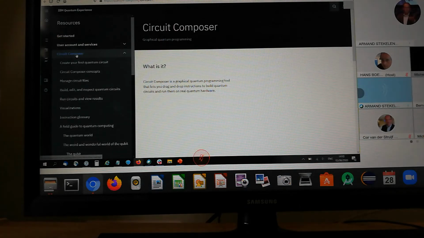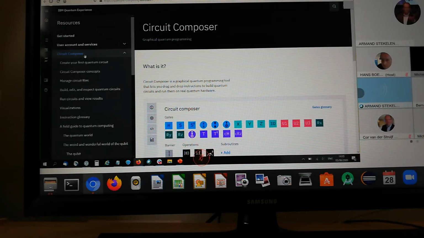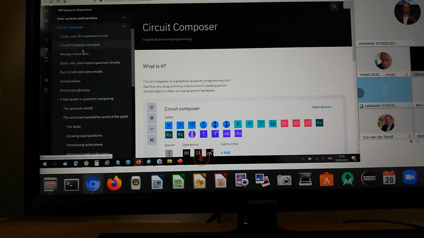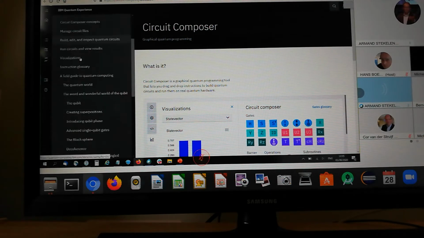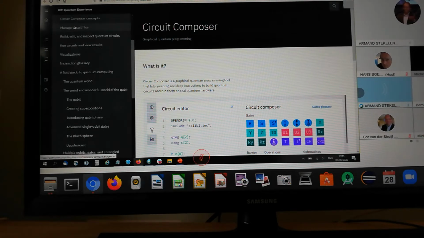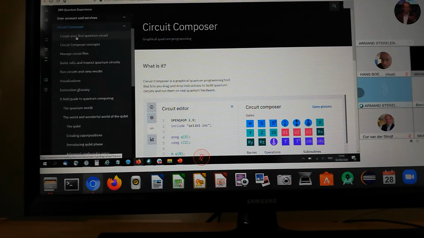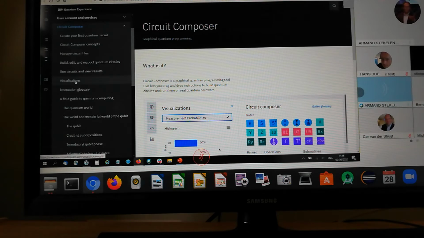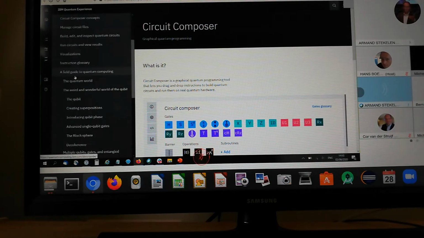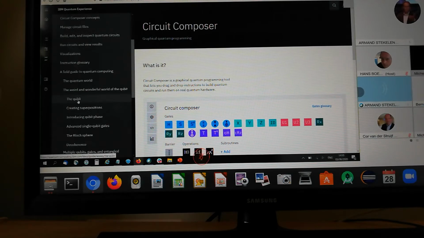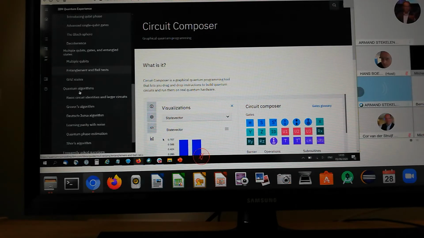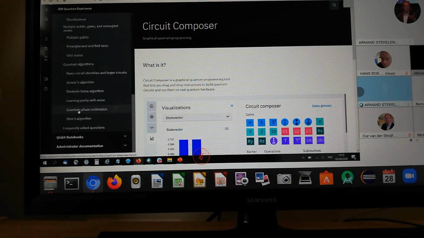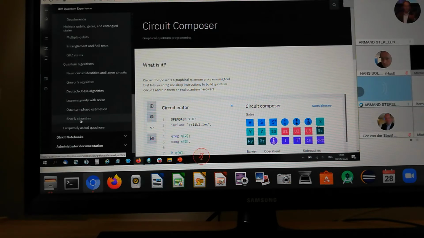Let's expand the circuit composer part. And what you see here is all kinds of guidance on how to work with the circuit composer, and I'll demonstrate the composer later. If you start at the beginning, using the composer, you're going to perform step-by-step tutorials, learning how quantum computing works. Quite rapidly, this goes into the more difficult stuff, up to phase estimation, for example, or Shor's algorithm. So this is a very interesting tutorial that you can go through using the composer environment.